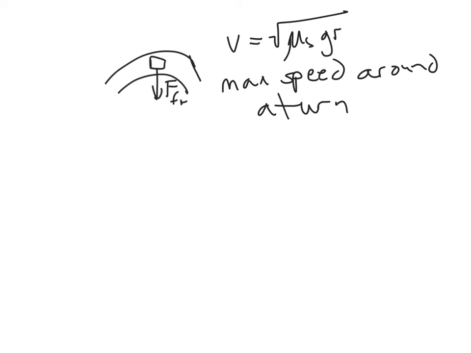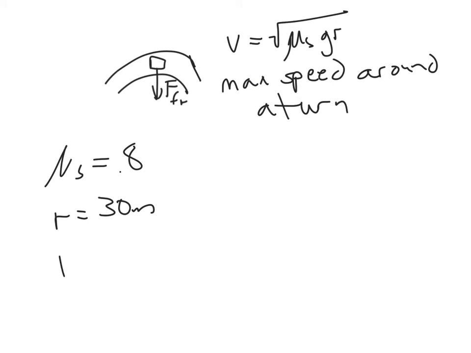So let's say that we had a mu sub s of, let's call it 0.8, some decent tires. And let's say that we had a radius that the person's trying to go around of 30 meters.